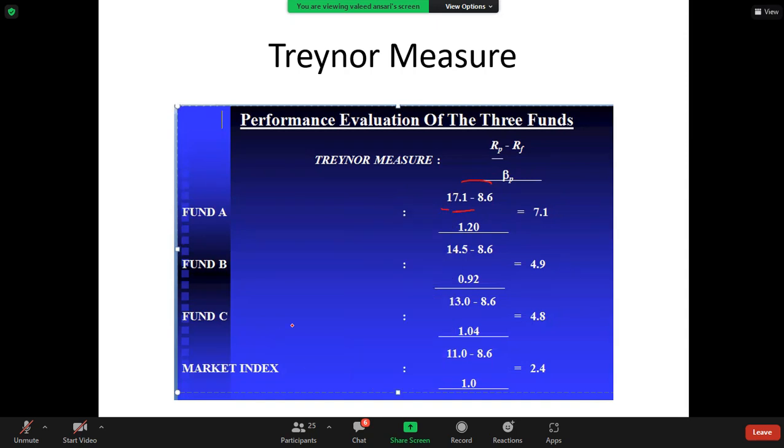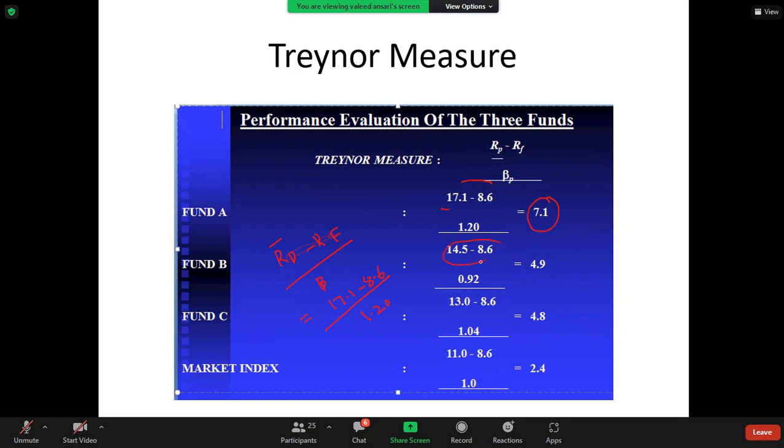The first method is the average return minus RF, divided by the beta. That is, 17.1 minus 8.6, the risk-free rate, divided by the beta, which is 1.2. So one can find out that it will come out to be 7.1. This will remain the same for every other.